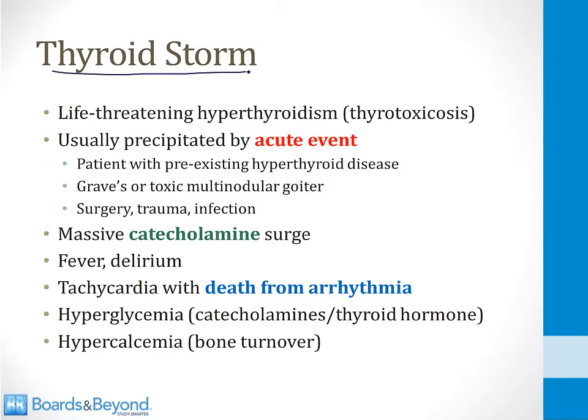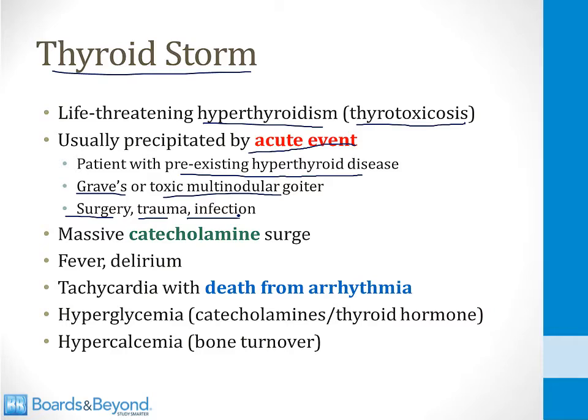Thyroid storm is a life-threatening version of hyperthyroidism. It's often called thyrotoxicosis. It's usually precipitated by some type of acute event. So it's a patient who has pre-existing hyperthyroid disease. They may have Graves or toxic multinodular goiter. We'll talk about these later. They then have surgery or have a trauma or develop an infection, and this triggers a rise in thyroid hormone production, and as a result, they get dangerously sick and they develop thyroid storm.